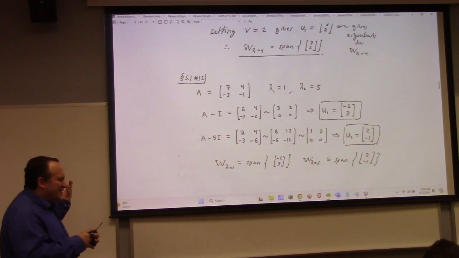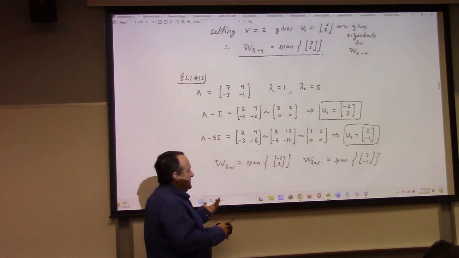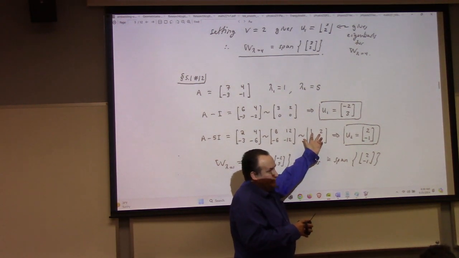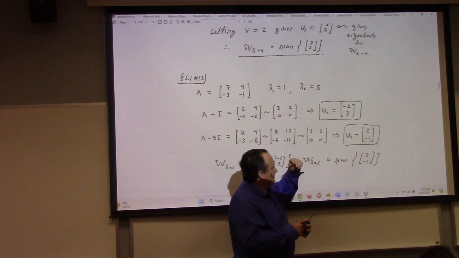Of course, you can think through the equation too. It's not like a big deal. u plus 2v equals 0. So u is equal to minus 2v. So if I put v equals minus 1, I get u equals 2.